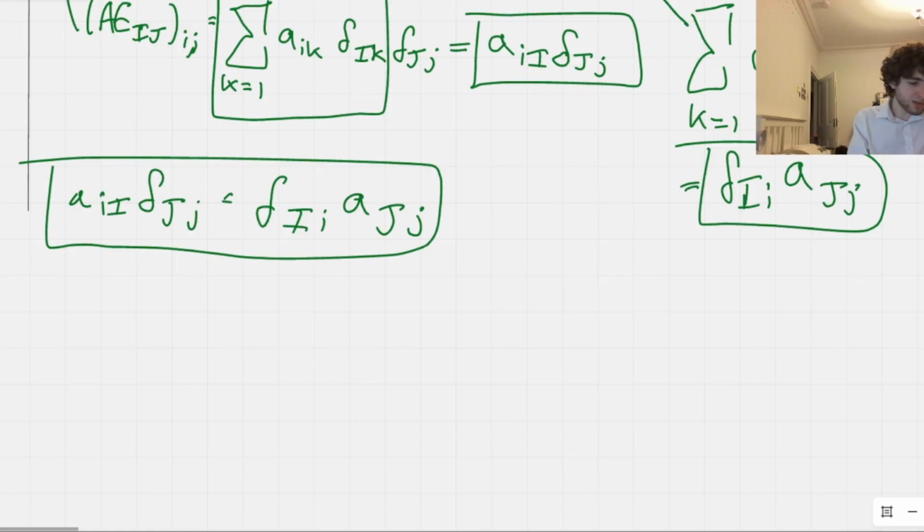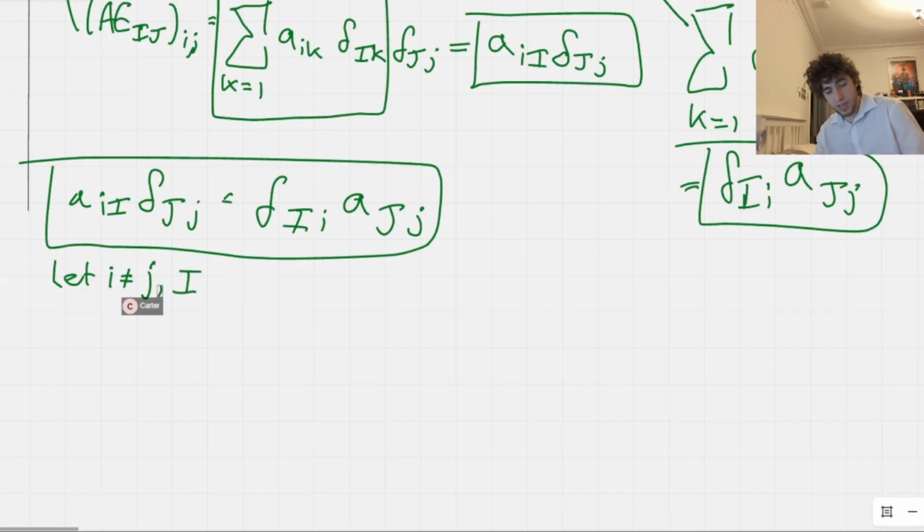Now what we can do is choose specific values of i and j. Or I guess it doesn't even necessarily need to be of our resultant matrix. You'll see what I'm trying to say. Effectively, we can just choose values of lowercase i and lowercase j that we want. So if lowercase i is not equal to lowercase j, and capital I is equal to capital J is equal to lowercase i, then what do you get?